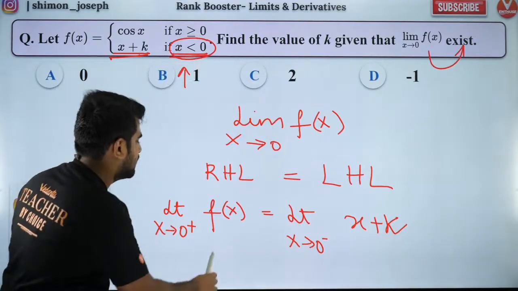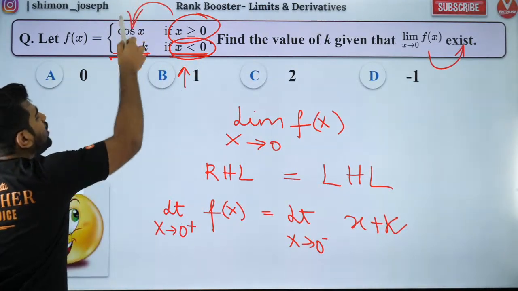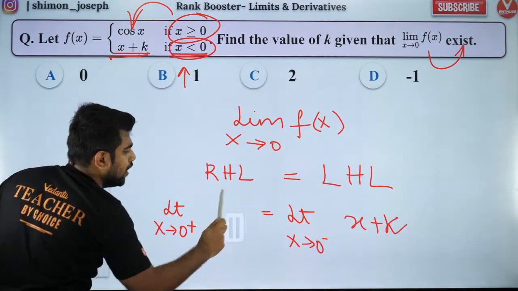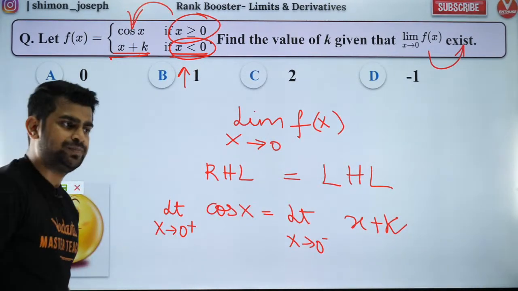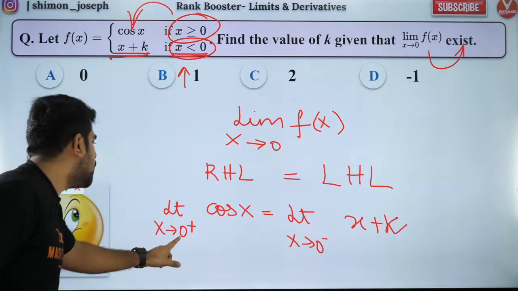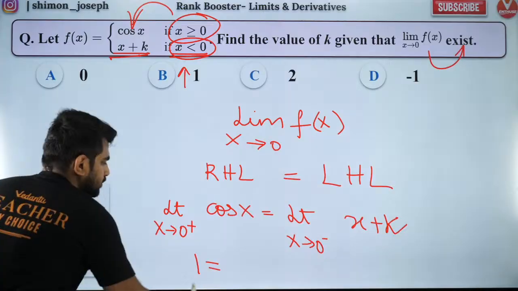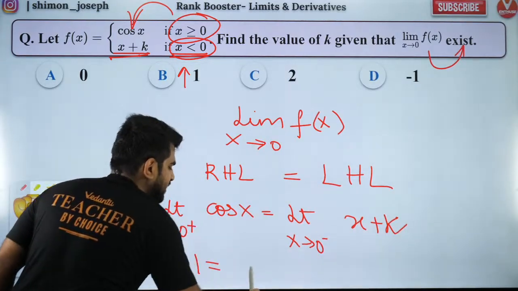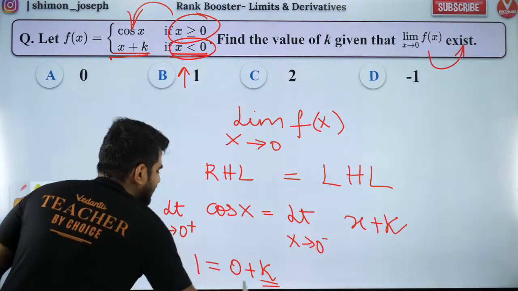Now if it is 0 plus, 0 plus means x is greater than 0, then the function will be cos x. So the function here will be cos x. Are you all clear with that? Everybody? So now I'll put 0 in the place of x. So cos 0 is 1. I'll put 0 in the place of x, it will be 0 plus k. So the answer is k is equal to 1.